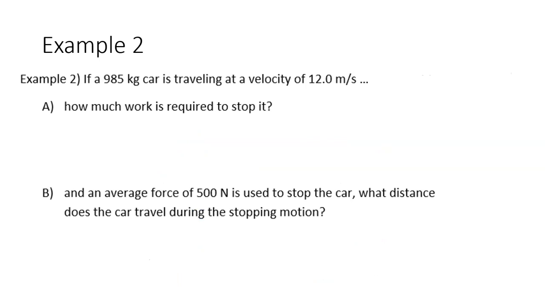Taking a look at example number 2, if we got a 985 kilogram car traveling at a velocity of 12 meters per second, how much work is required to stop it? Well, in this case, it's going to be the change in energy. It had kinetic energy. We're going to have to apply work in order to change this to 0, which means that work is going to be equal to 1/2 mv squared, right? All that kinetic energy has got to go into some other store.